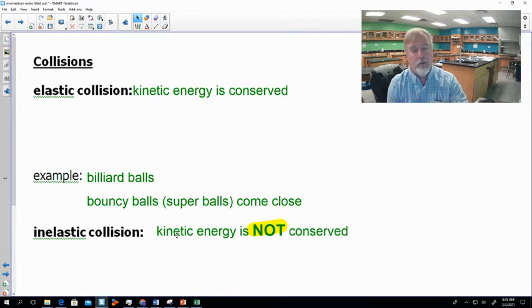Not conserved. Now notice I'm choosing my words carefully here. I'm saying kinetic energy is not conserved. I'm not saying that energy is not conserved. The total energy is still the same. Just in an inelastic collision, some of that kinetic energy gets converted into a different form of energy. Typically, that form of energy is heat. That heat is due to the friction.